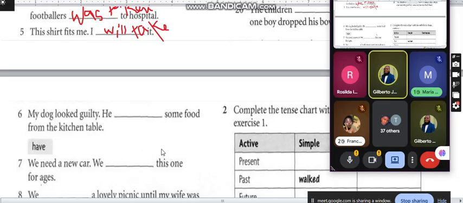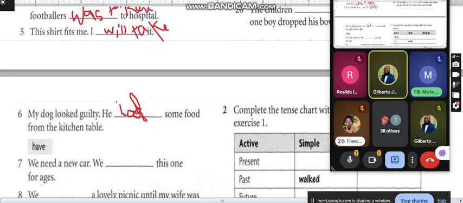And we also thank you, Margarita, Rosita, Maria Fatima, and you as well, Francisca, for your contributions to this question number 6. So the answer is, my dog looked guilty. He had taken some food from the kitchen. We have two actions that both happened in the past, but one happened before the other. So we have to use the past perfect tense. That's why he looked guilty.